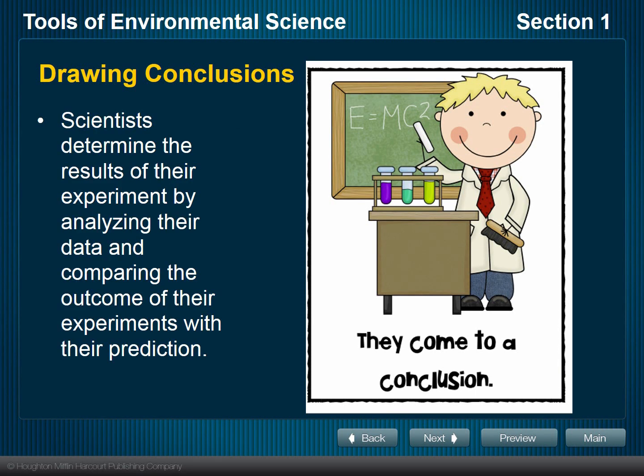Scientists determine the results of their experiment by analyzing their data and comparing the outcome of their experiment with their prediction. Ideally, this comparison provides the scientists with an obvious conclusion. Often, the conclusion is not obvious. In these cases, scientists often use mathematical tools to help them determine whether the differences are meaningful or just coincidences. We will go into more information about the different mathematical tools used later in this lesson.